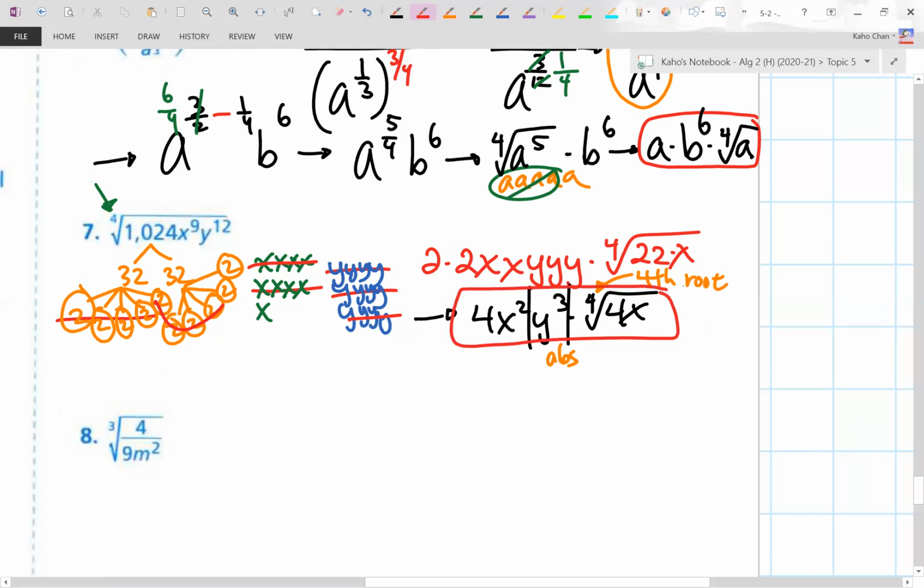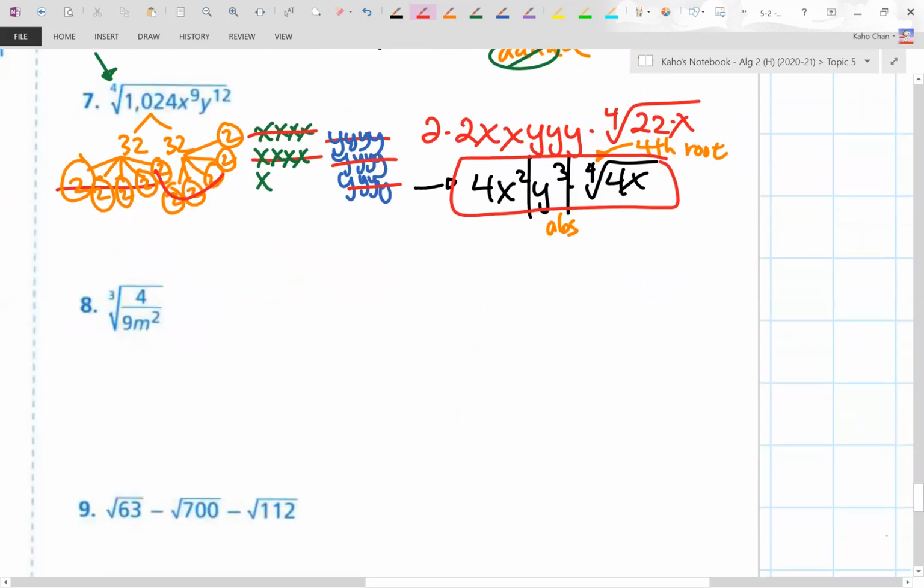Crazy. Number 8. Looks like I'm going to have to clean up any radicals in the denominator. I'm looking for 3. That is the index, isn't it?